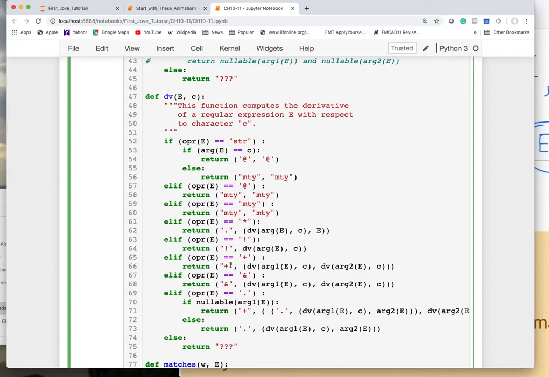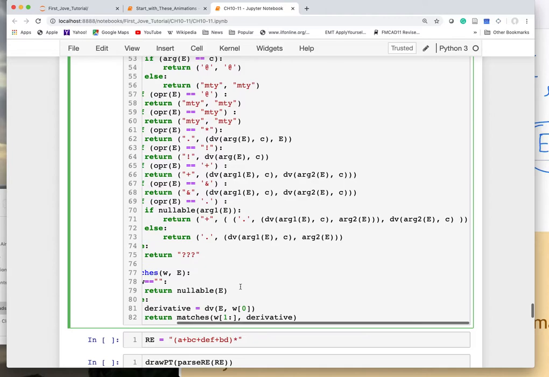If the operator is conjunction, so now we are going to allow regular expression conjunction also. This is a nicer regular expression language, which has negation and conjunction. Then what do I do? The rules say you have to basically derive both through C and conjoin.